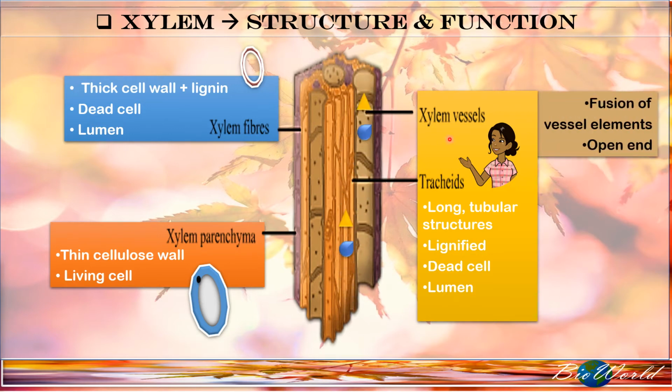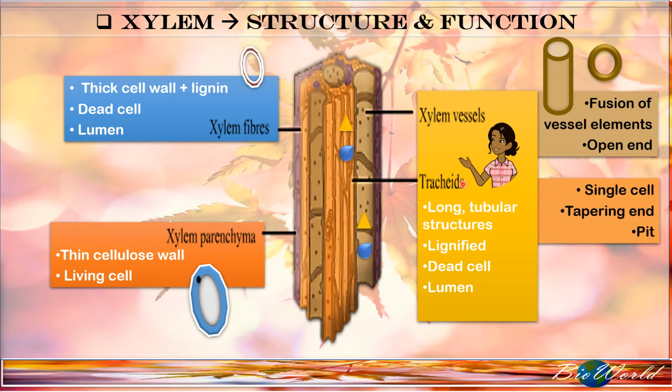Besides that, the xylem vessels are actually a number of individual cells that have fused together. Each individual cell in the xylem vessel is called a vessel element. These vessel elements fuse together so that the cell wall disappears. Once the cell wall disappears, these xylem vessels have open ends that enable transport of water and minerals without obstruction.